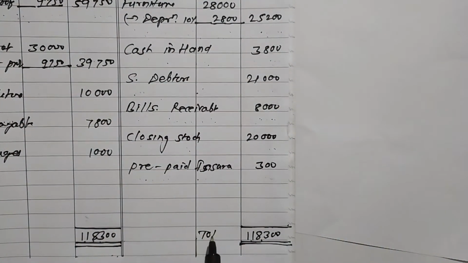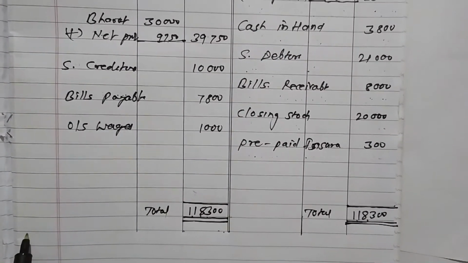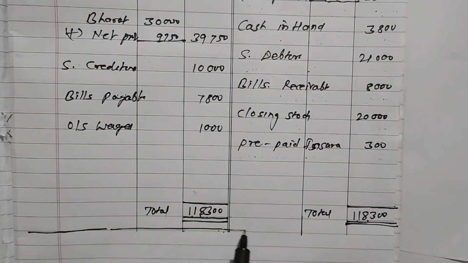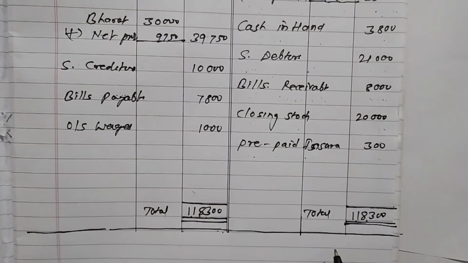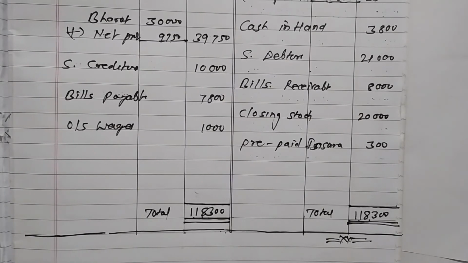This total is equal on both sides. Then complete the answer with brackets. Okay, that's it. Complete. Easy, okay.